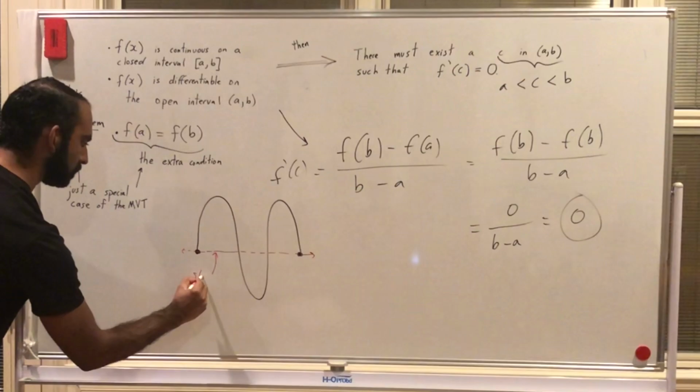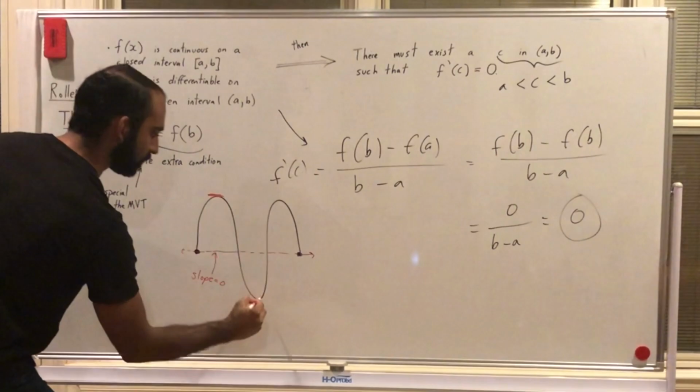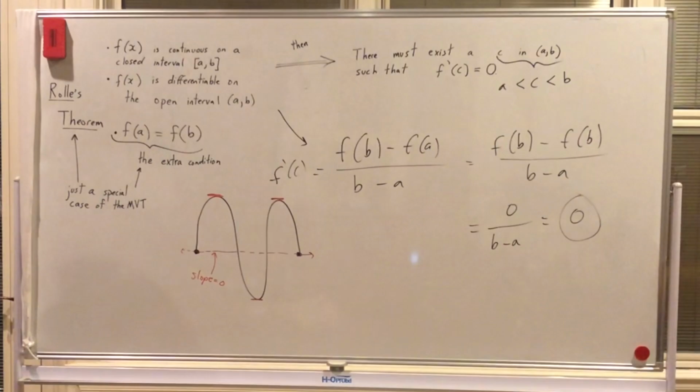And the vertexes are just the tops of the hills, the bottom of the valleys. All have places where the slope is zero. So, let's say if you have a continuous graph that has two x-intercepts, is there guaranteed to have a slope of zero in between those two x-intercepts?